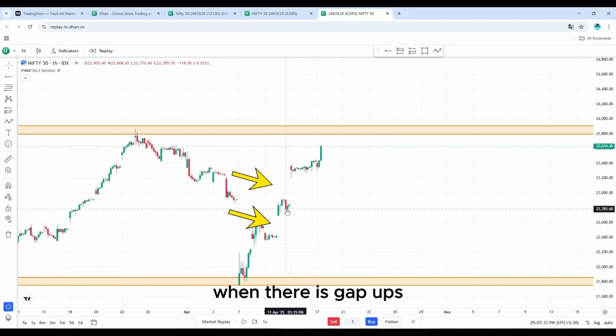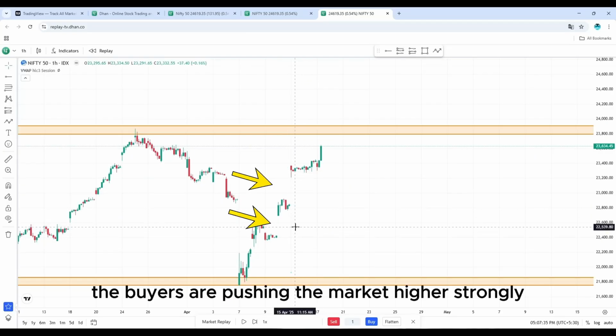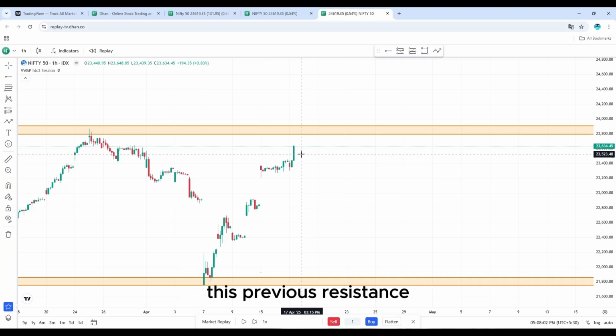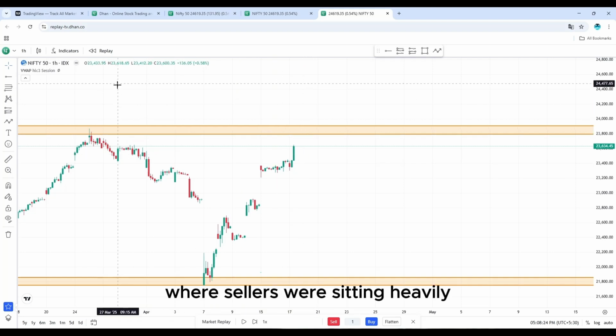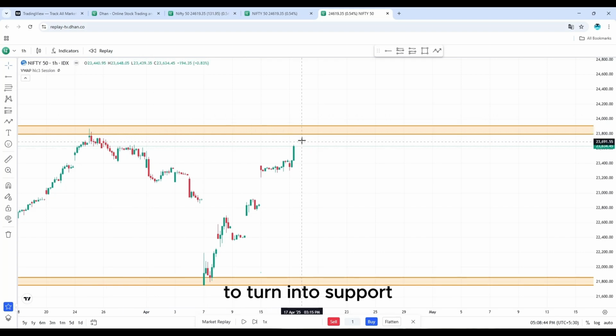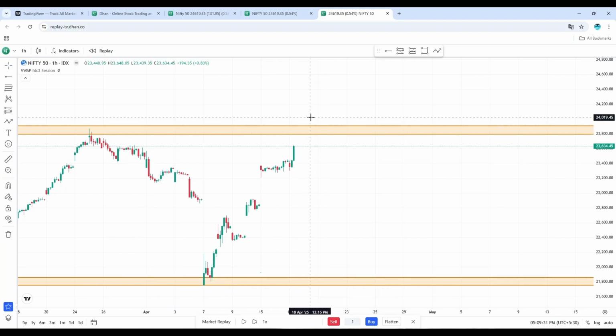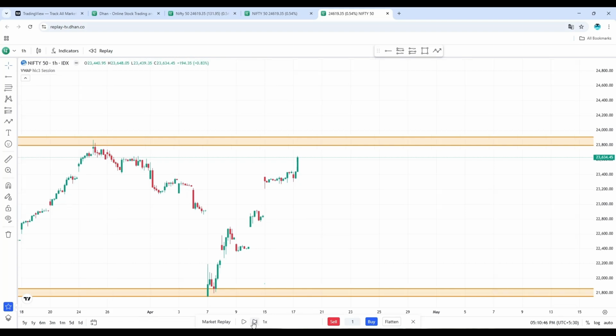When there is a gap up, the buyers are pushing the market higher strongly. Now what we are waiting for is this previous resistance, where sellers were sitting heavily, to turn into support, because when we break above this zone, we take out all the sellers sitting here from the market. Let's play the tape and see what happens.